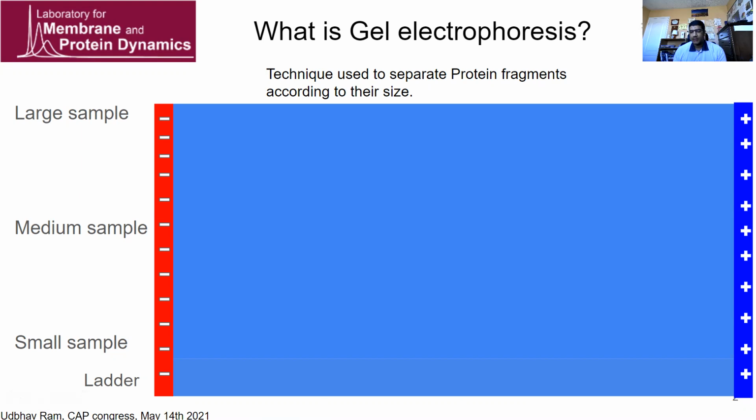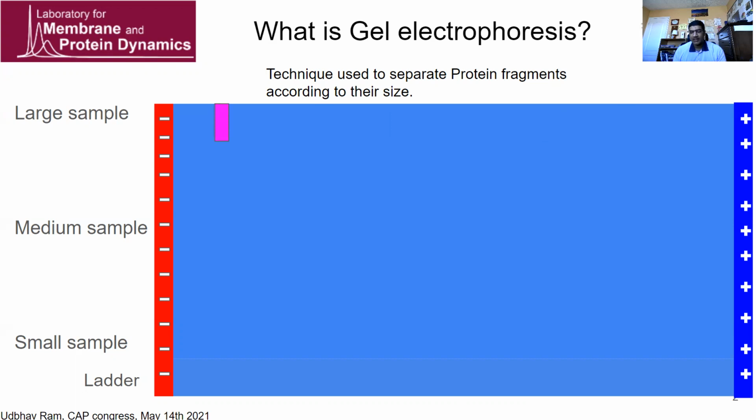Here we can see a typical gel electrophoresis with a ladder, a negative end, a positive end, and the gel in the middle. We can also see that we're going to use 3 samples, a large, medium, and a small sample. Now, when we place the large sample in the well and allow the induced electric current to act on it, we observe that it moves from the negative end to the positive end. This is because these protein fragments are negatively charged and therefore would like to move to the positive end.